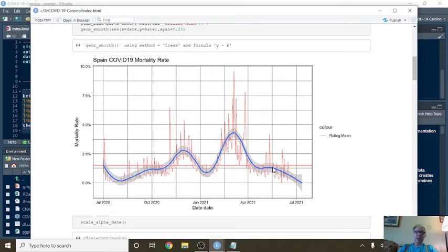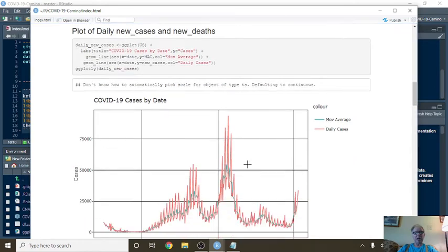Now, of course, for the sake of argument, if cases were basically leveling off but deaths were falling, you would see a decrease in the mortality rate here. But that's not necessarily the case.